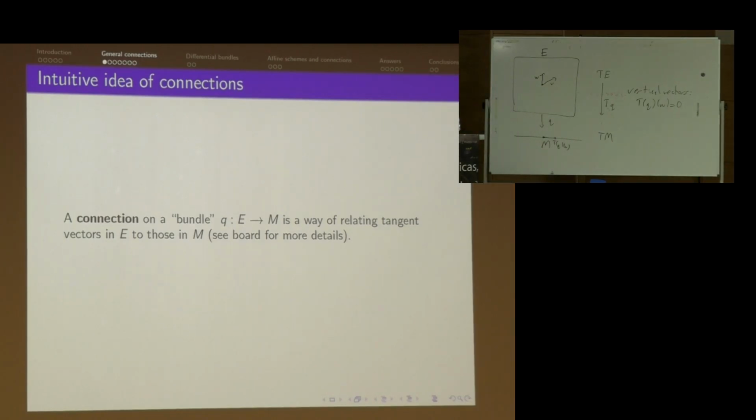And so one perspective on a connection is that it's a way for every tangent vector upstairs to get associated to a vertical thing. And that's related to what people call a connection term. So one perspective on connections is that, given anything up here, there's a way to sort of project it onto the vertical subspace there. That's one perspective on them.